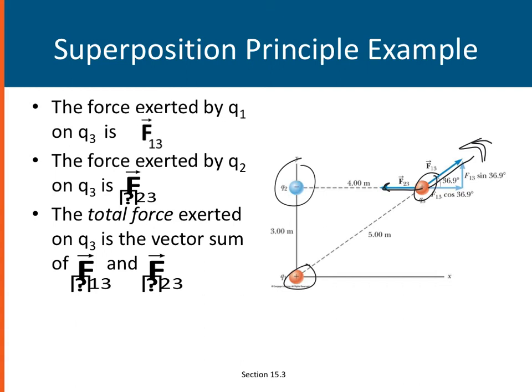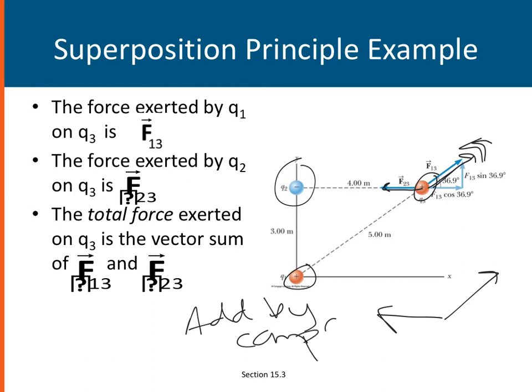The total force on Q3 is the vector sum of those two forces. And so we're going to have to look at those two vectors. You have one this way and you have one this way. And we're going to have to add them. I would suggest you add by component. I think that's the only way. And I'll refresh your memory on how to do that.